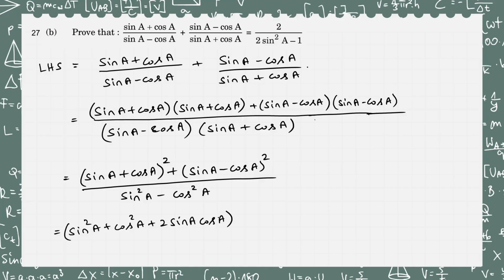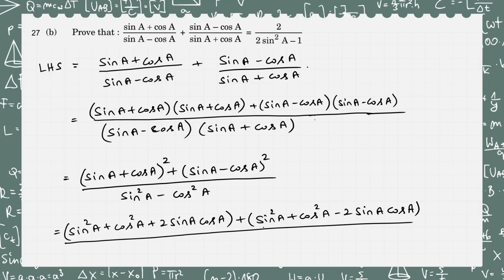That's for the first expansion. And the next one is sin square A plus cos square A minus 2 into sin A cos A. That's for the second expansion, whole divided by sin square A minus cos square A. We can use the identity sin square plus cos square equal to 1. That implies cos square A is 1 minus sin square A, right? That we can use here. Replace this cos square A with 1 minus sin square A, right?